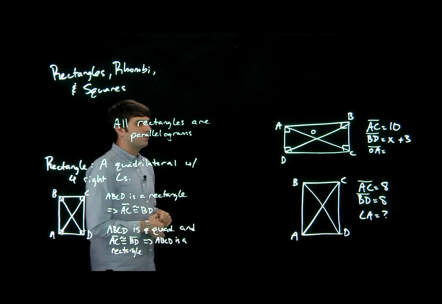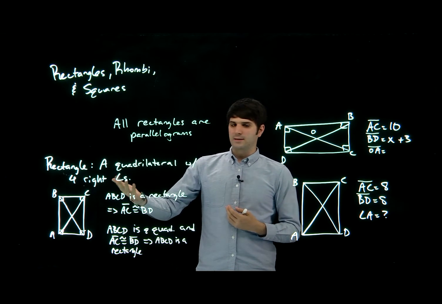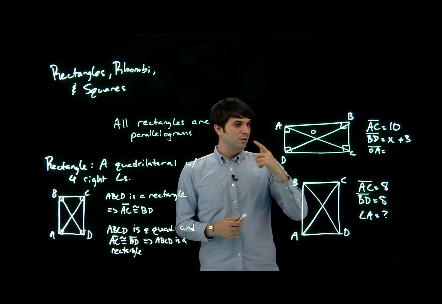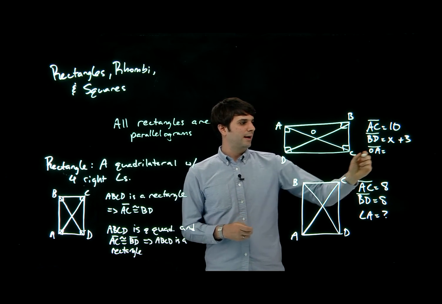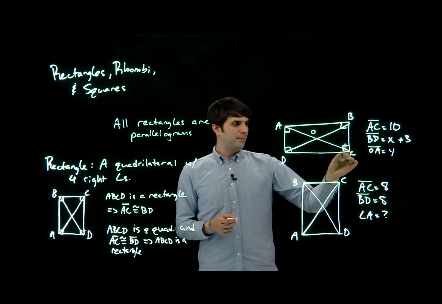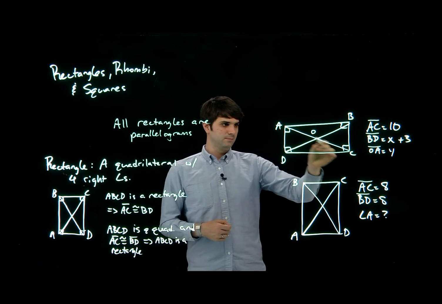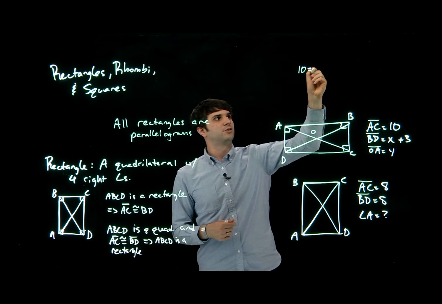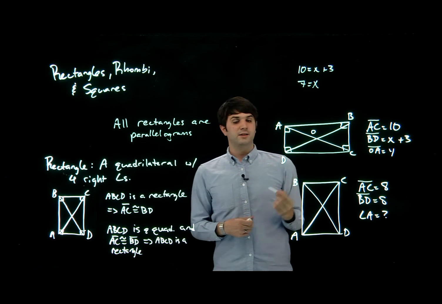Over here is how they're applied in different problems. We have a rectangle here, by the definition of a rectangle: a quadrilateral with four right angles. Now, we're given that AC equals 10. We want to find X, and we want to find OA. We know that BD must be congruent to AC because the diagonals of a rectangle are congruent. So 10 equals X plus 3, so X equals 7.